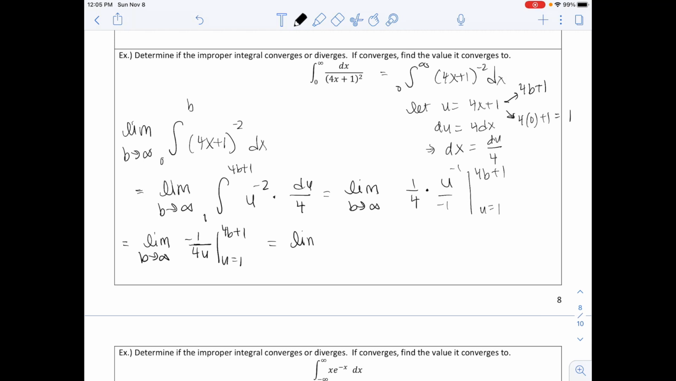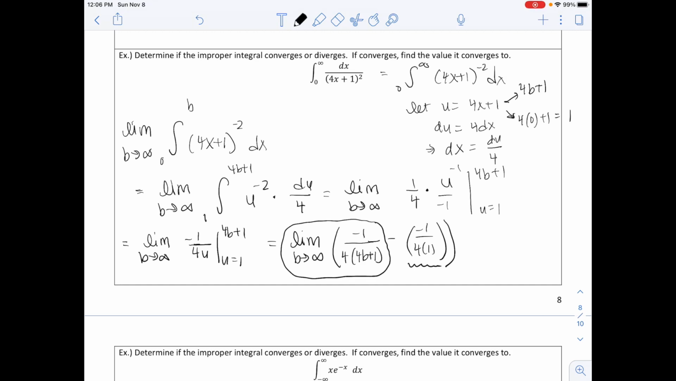So I cleaned up my integrand, and now I'm going to evaluate it. Again, still writing the limit, since I have not yet evaluated this limit. So I have negative 1 over 4 times (4b plus 1), minus negative 1 over 4 times 1. And again, the second term in this problem is just a constant. If you were to take the limit of that first term, you will notice that b is approaching infinity, and since it is in the denominator, we know that this is going to approach 0. And so we have 0, a negative and negative would become a plus, 1/4. So we arrive at an answer of 1/4, and this converges. So this one also converges to a value.